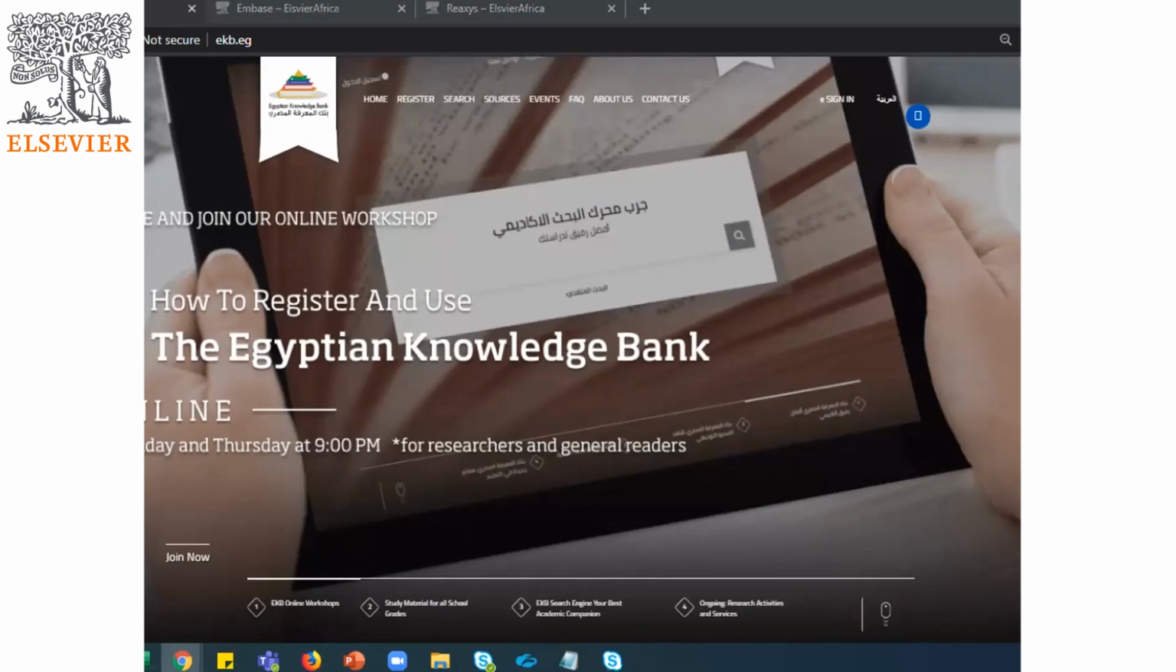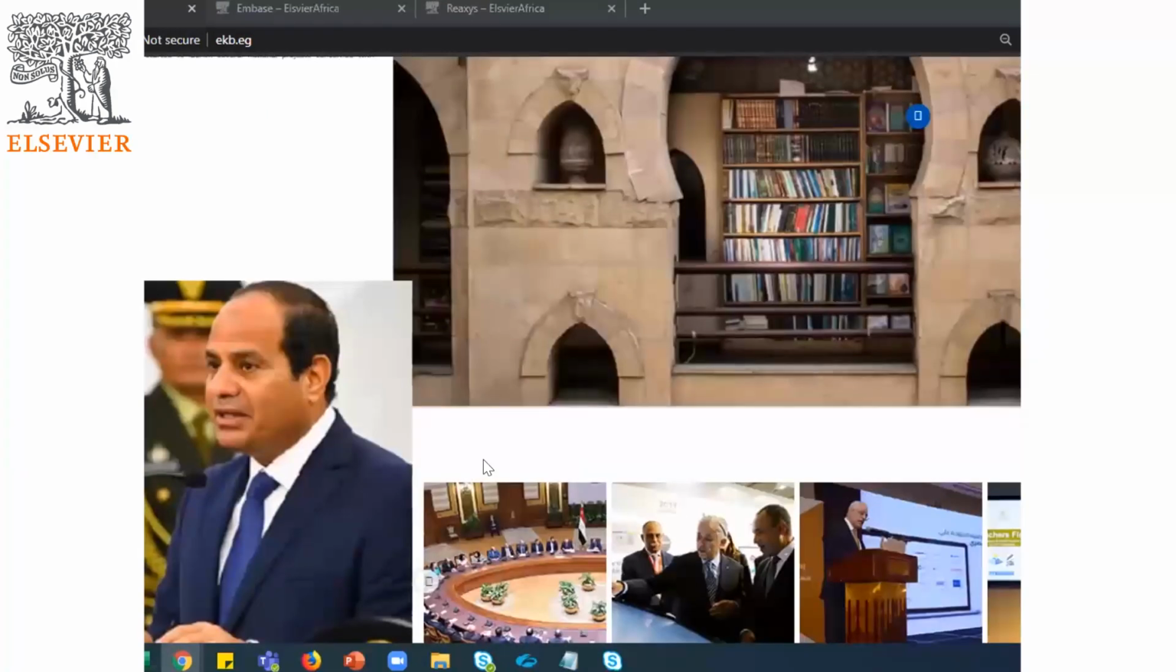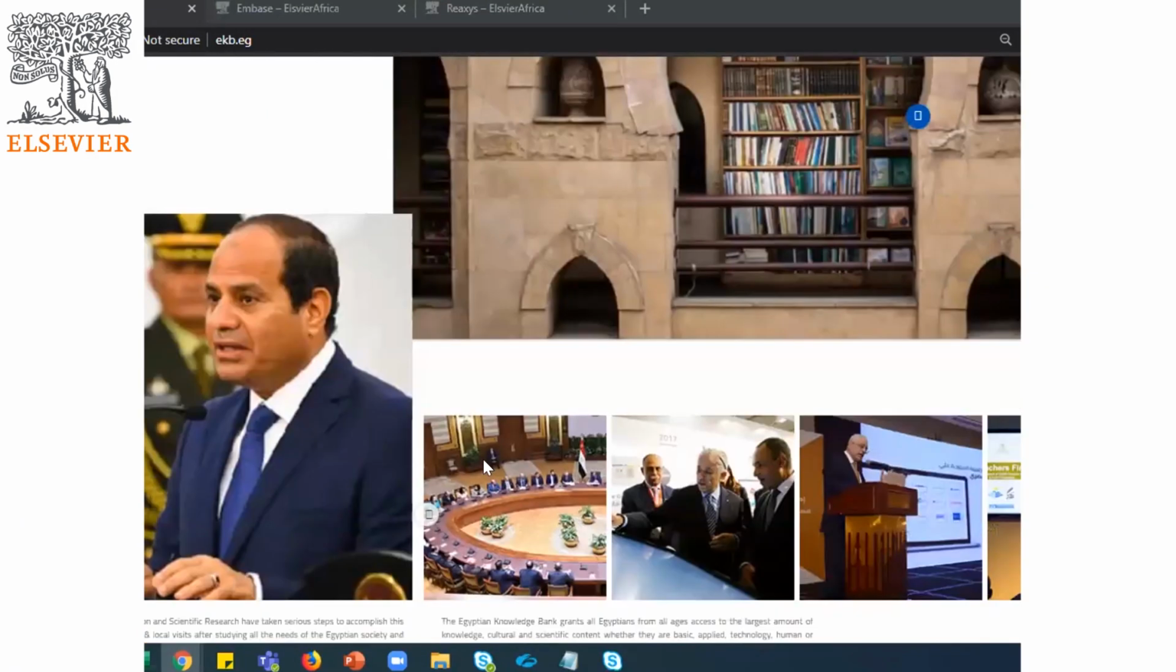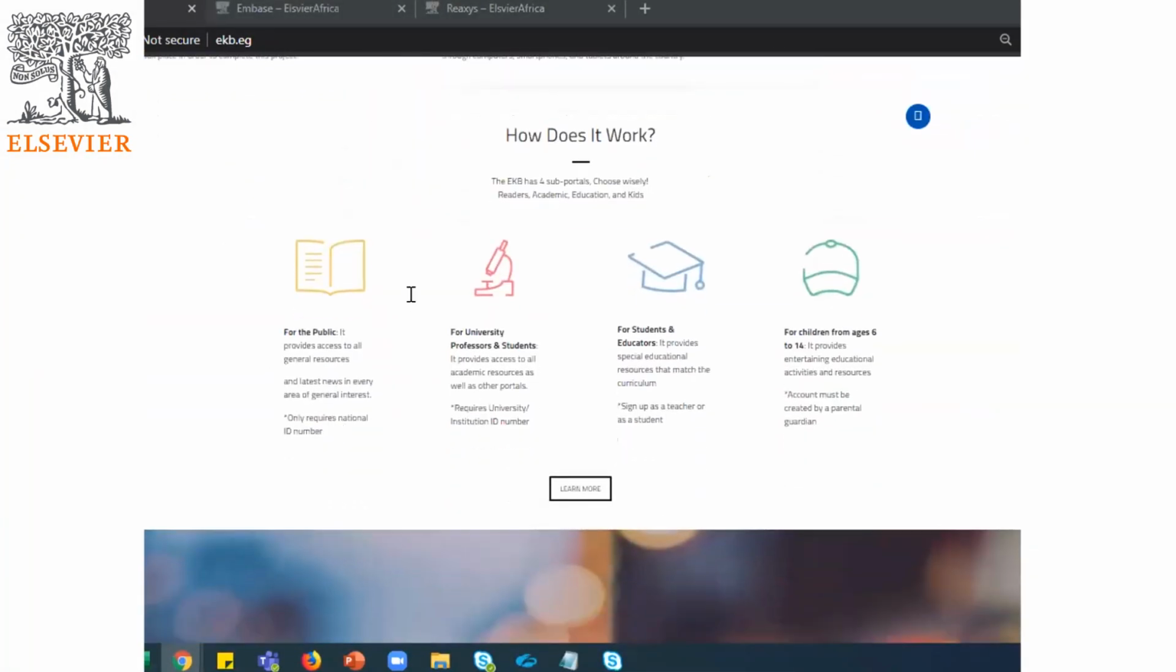So there are four main portals when it comes to the Egyptian Knowledge Bank. It's an initiative that was launched in 2014. EKB actually started being online starting the 1st of 2016. The four main portals are for the public, for university professors and students, for students and educators, and for children age 6 to 14. The ones that will be more relevant to our topic today would be the public portal and the university professors and students portal, or the academic portal.